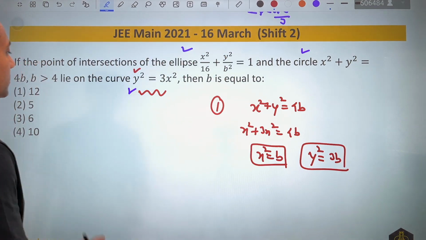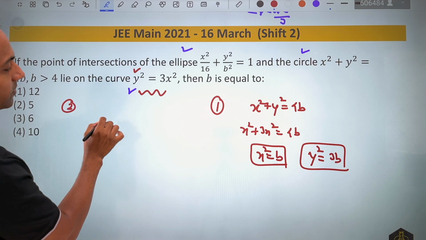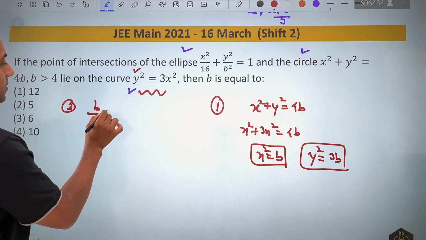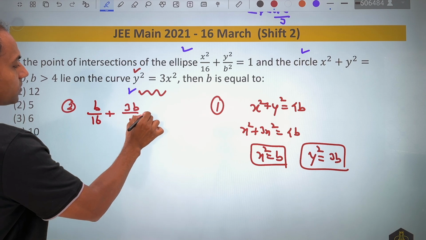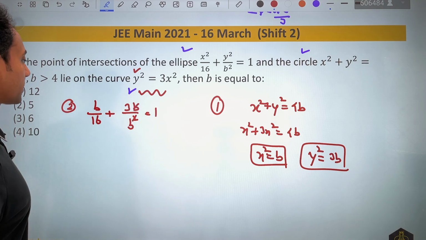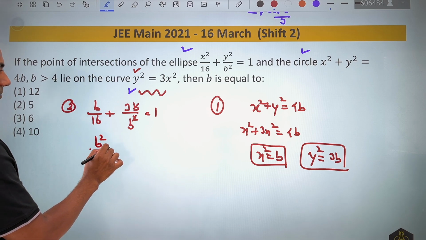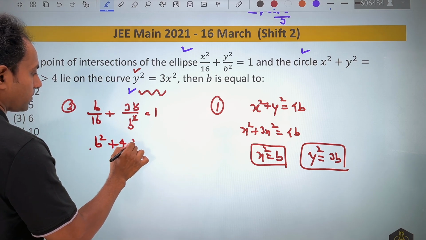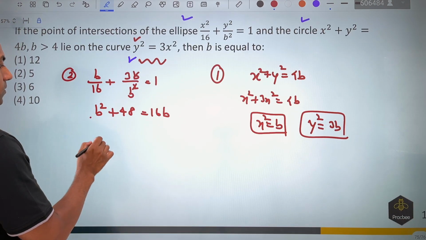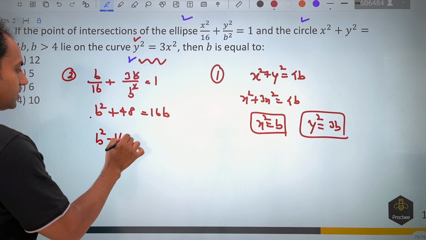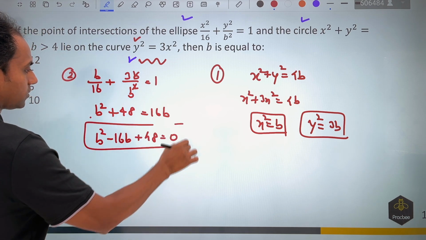Once you have figured this out, in step 2, we will take both of these and put them in the first equation. So x square is nothing but b by 16. The y square is nothing but 3b, so 3b by b square is equal to 1. This b will get cancelled out and you are left with a quadratic equation. So if I take LCM, b square plus 48 is equal to 16b. So b square minus 16b plus 48 will be equal to 0.